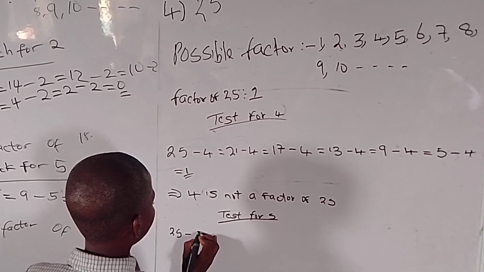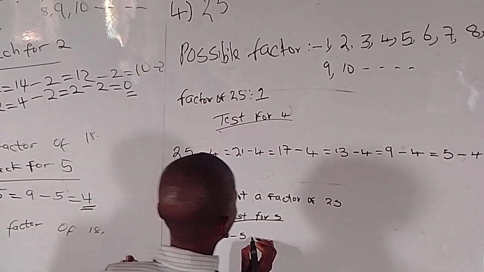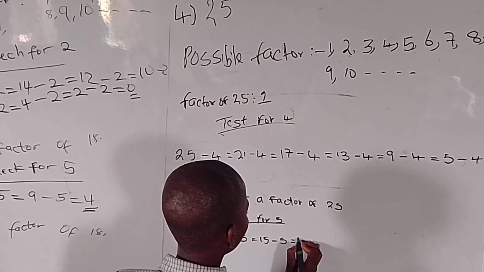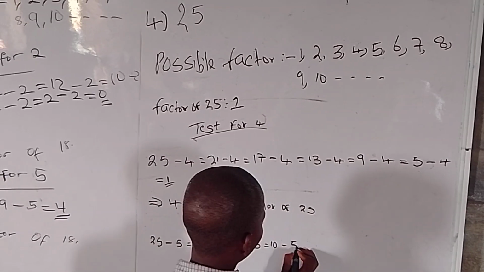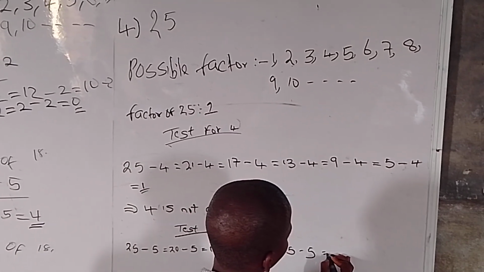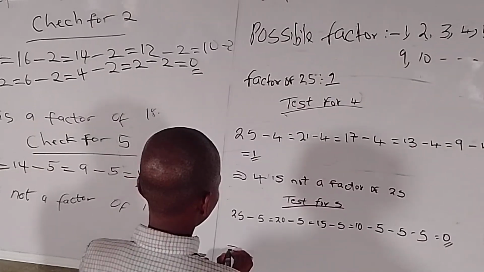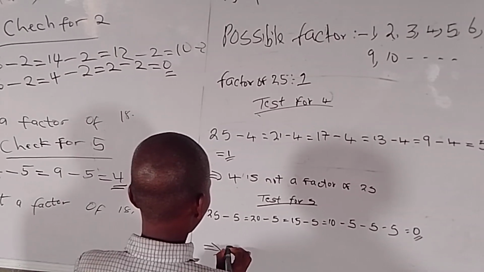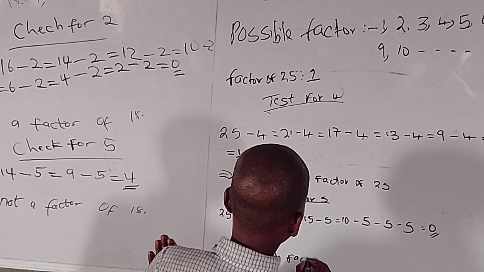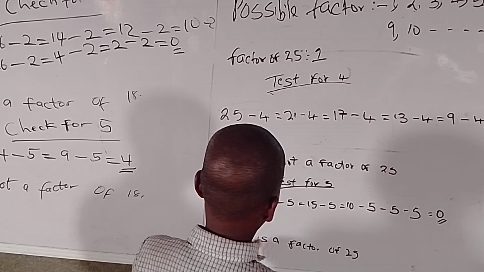Let us test for 5. 25 minus 5 equal to 20, minus 5 equal to 15, minus 5 equal to 10, minus 5 equal to 5, minus 5 equal to 0. Since the answer we get is 0, this implies that 5 is a factor of 25.